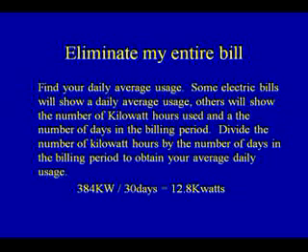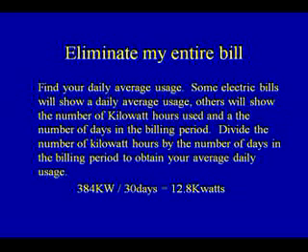First thing you need to do is find your daily average usage. Some electric bills will show a daily average usage. Others will show the number of kilowatt hours used and the number of days in the billing period. Rocky Mountain Power, for example, on the right side of their bill you will see a bar graph that shows the usage for each month of the year. Below that will be a number which shows the average daily usage.